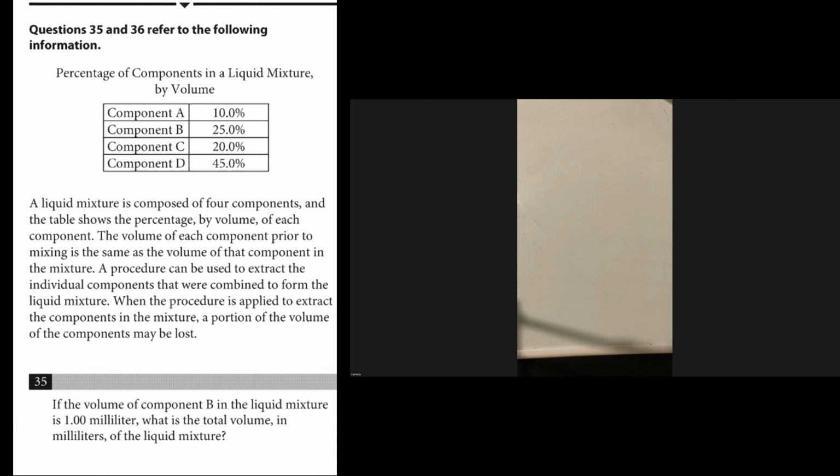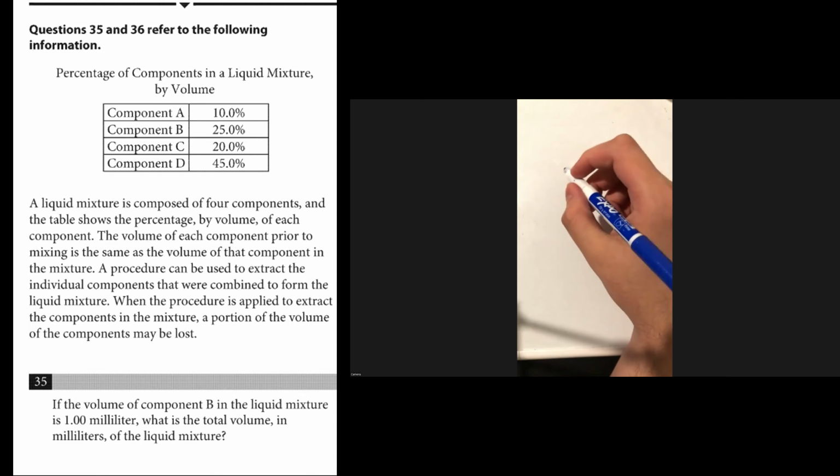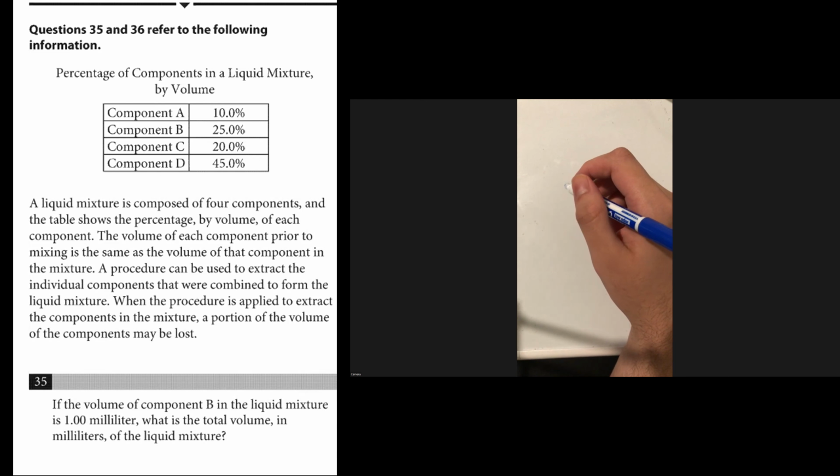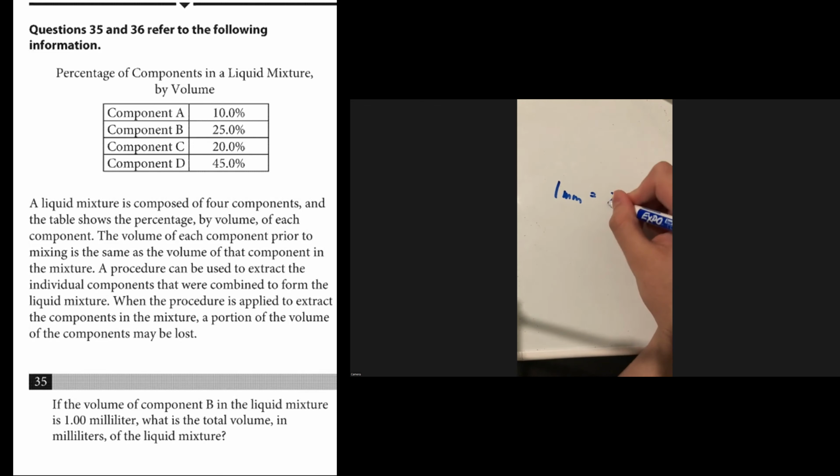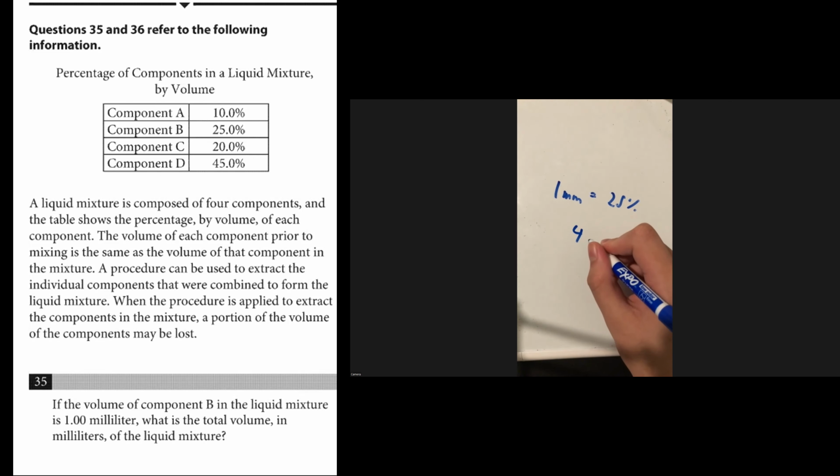Okay, so question 35. It says the volume of component B in the liquid mixture is 1 milliliter, and so we know that 1 milliliter is equal to 25%. What is the total volume of the liquid mixture? Well, if 1 milliliter is 25%, then what is 100%? That would just be 4 milliliters. I wrote mm, but that should be mL. But the correct answer is 4.